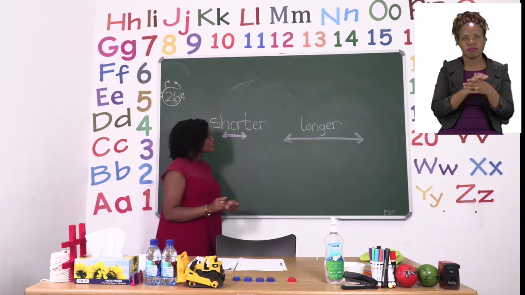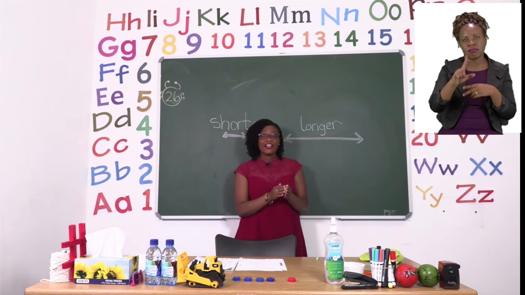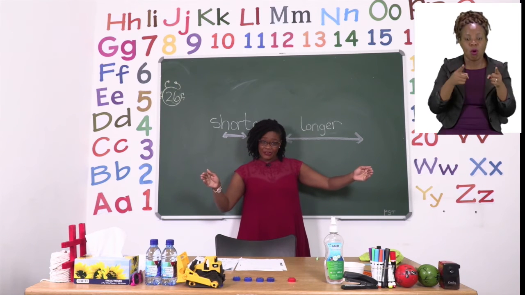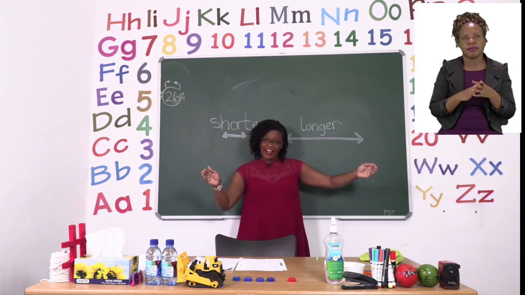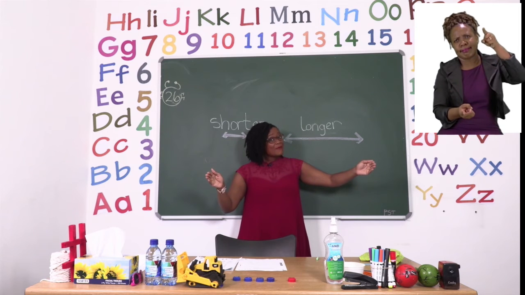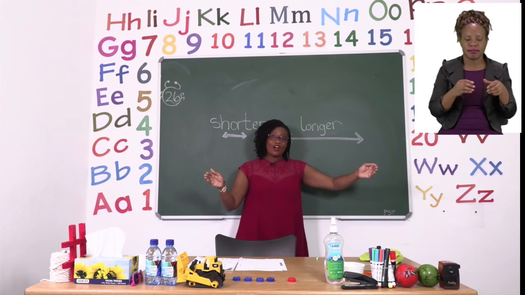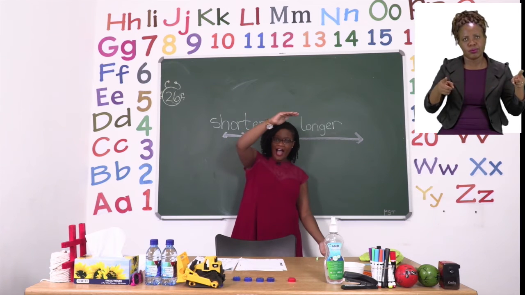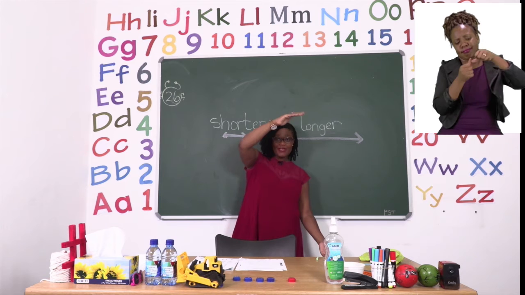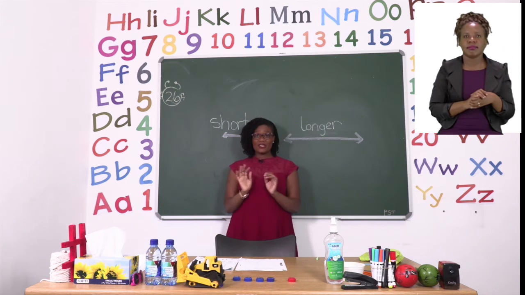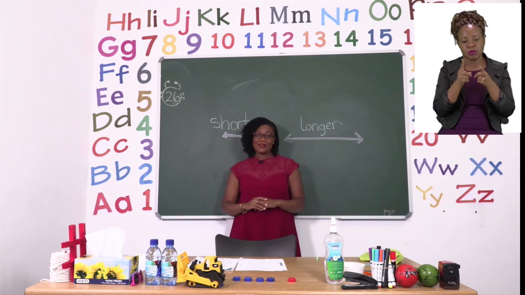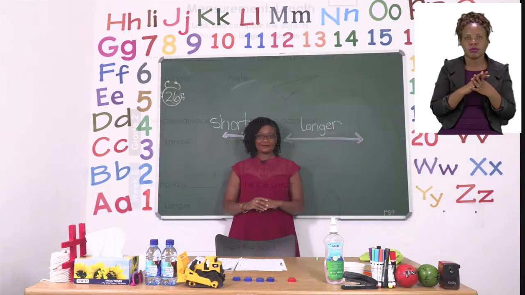Then the next word that we're going to be using is longer. Now, longer means that it is either bigger or taller. So we can measure length by saying longer, either lying down or upright. So these are the two that we are going to be using for our exercise today. Let's take a look at number 1 to see what words we can use.